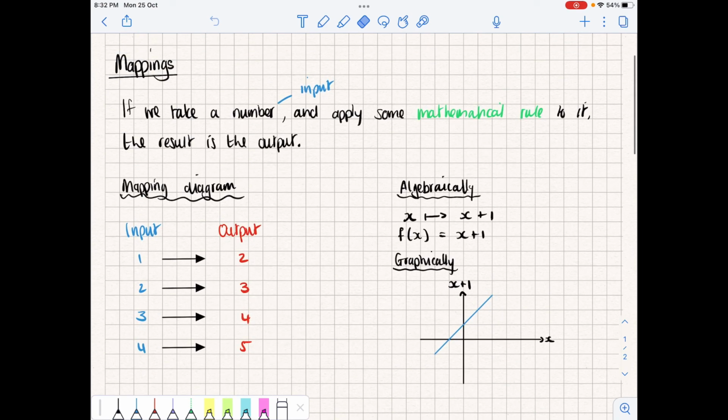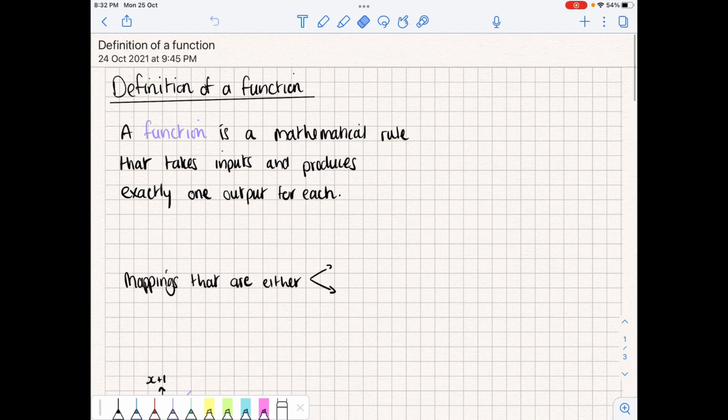So we're just going to expand slightly on that today, and we're going to look at a special group of mappings called functions. So again, same thing, we're going to take inputs that produce outputs, except this time to define a function, we're going to say that a function is a mathematical rule that takes inputs, but very importantly, it produces exactly one output for each input.